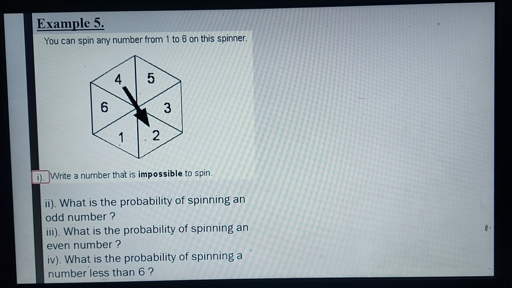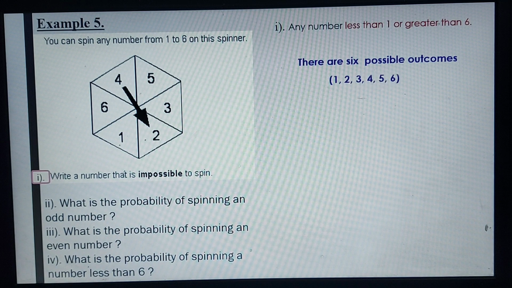Example 5. You can spin any number from 1 to 6 on this spinner. Write a number that is impossible to spin. Now, if you look at the spinner closely, you discover that it is numbered from 1 to 6. So for us to get a number that is impossible to spin, it is going to be any number less than 1 or greater than 6. Question 2 says, what is the probability of spinning an odd number? Now, the first thing you need to get is the total number of possible outcomes. Since we have 6 numbers on the spinner, it simply means that we have 6 possible outcomes.